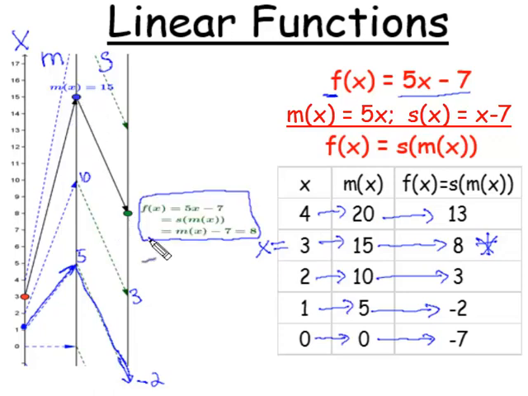In this mapping diagram, the first axis has the values of x, and sampling from that, giving us arrows pointing to the values of m of x, and then we have arrows going from the values of m of x to the values of s of m of x, which are the values of our function f of x, 5x minus 7. So we find 5x, and then we subtract 7 in this mapping diagram.